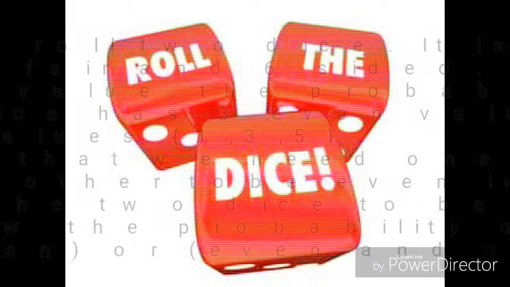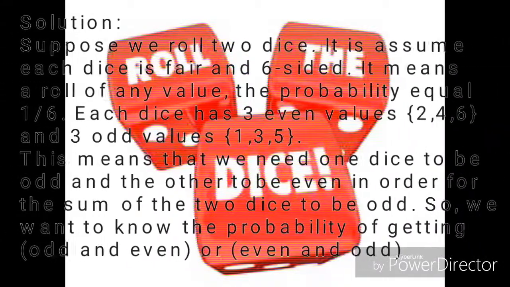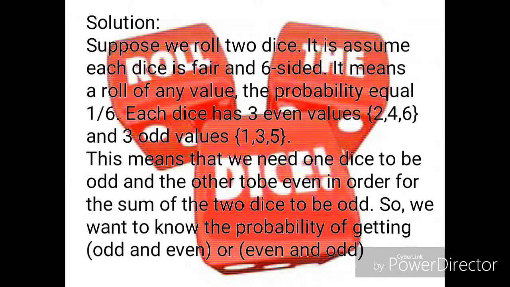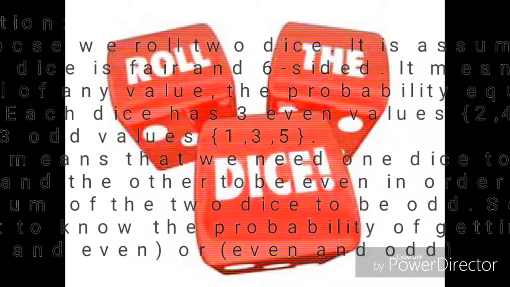Suppose we roll 2 dice. It is assumed each die is fair and 6-sided. It means for a roll of any value, the probability equals 1/6. Each die has 3 even values, set 2, 4, 6, and 3 odd values, set 1, 3, 5. This means that we need one die to be odd and the other to be even, in order for the sum of 2 dice to be odd.